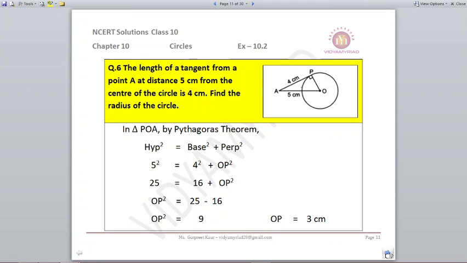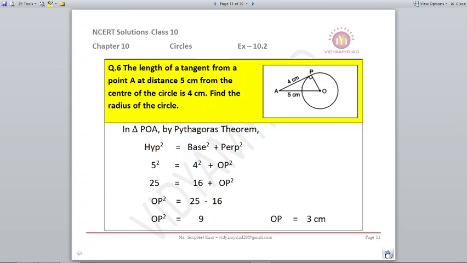The length of a tangent from a point A at a distance 5 cm from the center of the circle is 4 cm. Find the radius. So again, this is a right angle triangle. We know OP is a radius and AP is a tangent. They will form 90 degrees. So it's a right angle triangle.